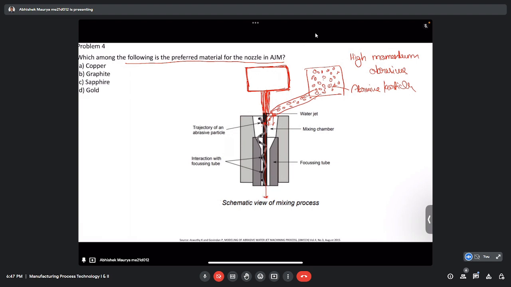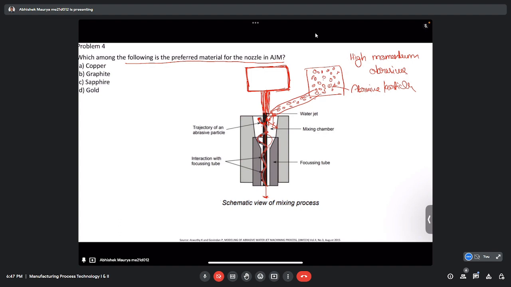It will not happen like that. It will hit the water jet, and the water jet will give a reaction force, and again it will hit the walls of the mixing chamber. If you see the exact trajectory of the abrasive particles, it will be something like that. It will come and hit the water jet, which gives some reaction force, again it will go towards the mixing chamber, and this kind of motion takes place for the abrasive particles.